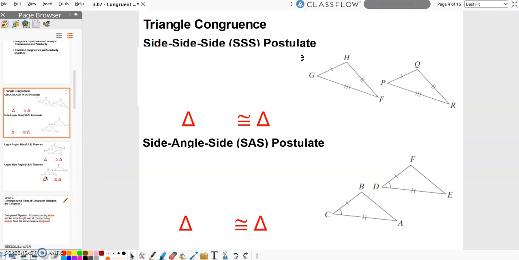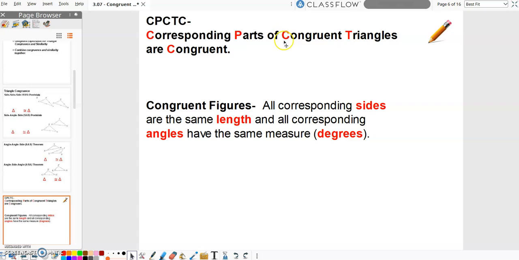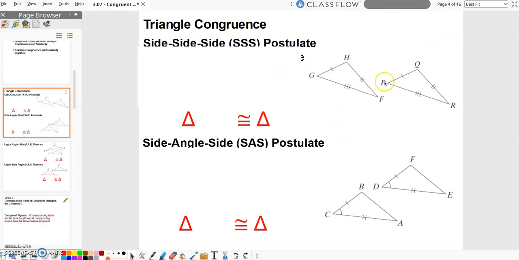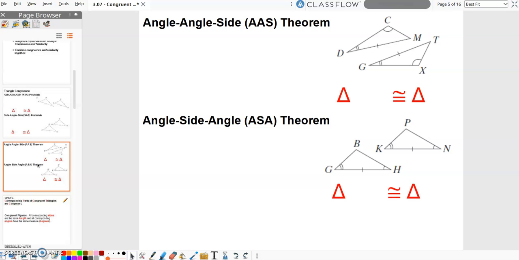What we're going to talk about in a second, I'm going to jump forward, is corresponding parts of congruent triangles are congruent. So this is CPCTC. Basically, if we can prove two triangles are congruent, we know all the other lengths and all the other angles in those triangles are also equal. So going back up here, if these two triangles are equal, angles G and P are equal, H and Q are equal, F and R are equal. Same thing down here. If we can prove these two triangles are congruent, everything else is also equal. BA is equal to FE, angle B and angle F are equal, and angle A and angle E are equal.